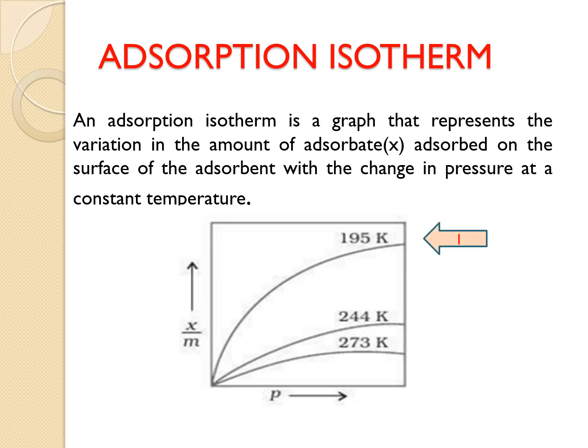Now the arrow 1 points towards the temperature of 195 Kelvin, arrow 2 towards 244 Kelvin, arrow 3 towards 273 Kelvin. If we observe this graph carefully, we see that with increase in temperature, the rate of adsorption goes on decreasing. It means adsorption is always favorable at lower temperature as compared to higher temperature.